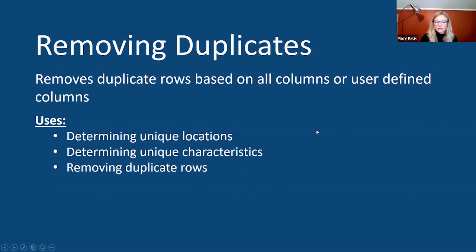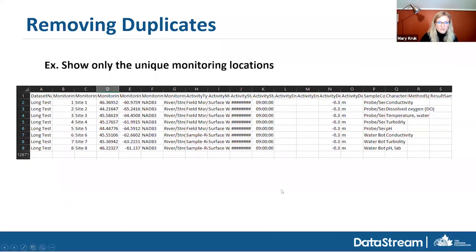You can also use the removing duplicate function to determine the number of unique locations in your data set, determine the number of unique characteristics, or anything like that where you want to just find the unique count within a data set. So this is what it looks like if from our long data set, we were to remove all the duplicates and just leave the unique monitoring locations remaining. So it's gotten rid of all the data except for unique site number or site names.